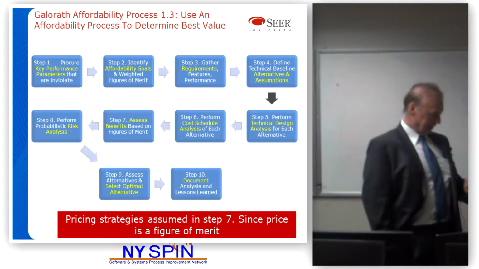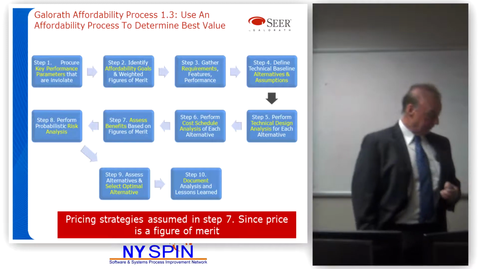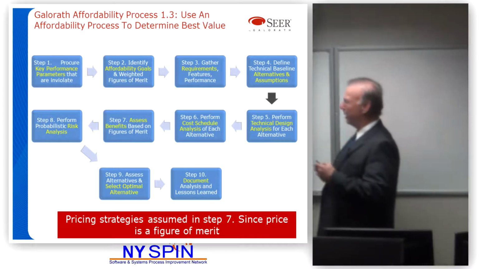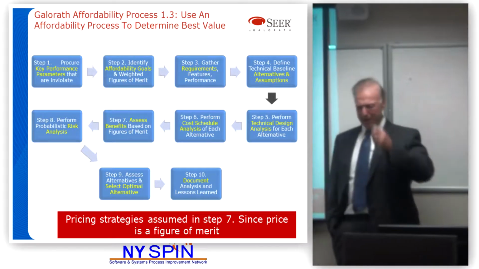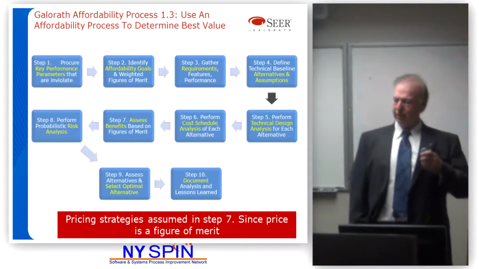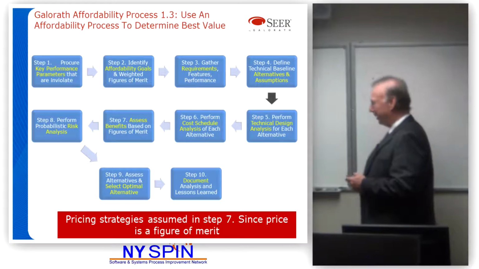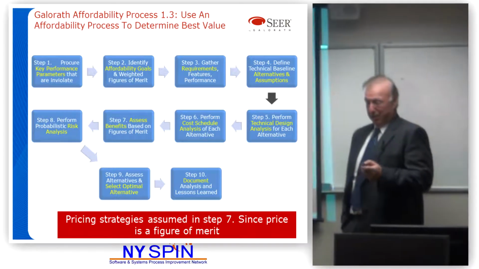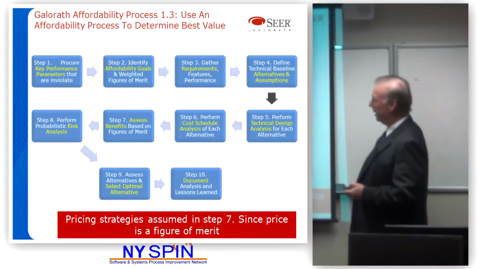Here's the 10-step process in a nutshell. I'll go through it in detail. One, identify the things that are critical that you can't change. If it doesn't work, you don't bother with it. We're going to talk about healthcare.gov in a few minutes, and there's an example where they had to have it. Didn't matter how much it cost, they had to have it.